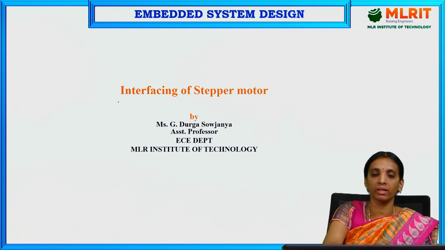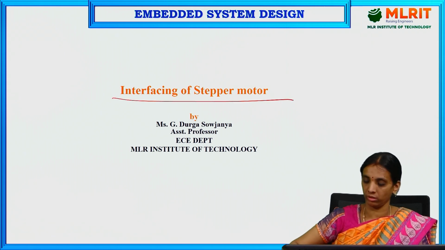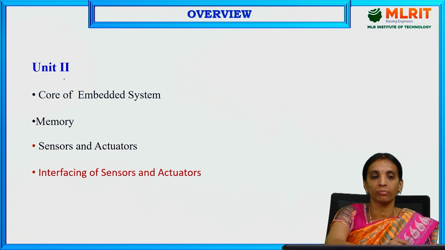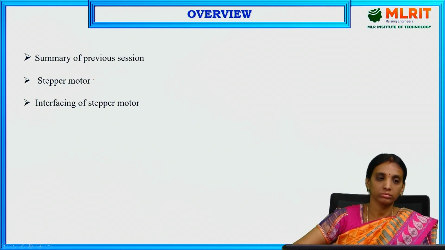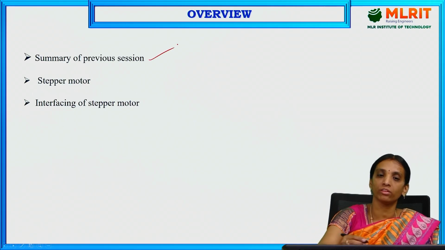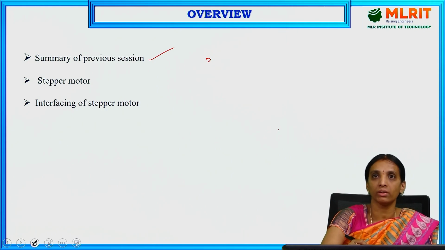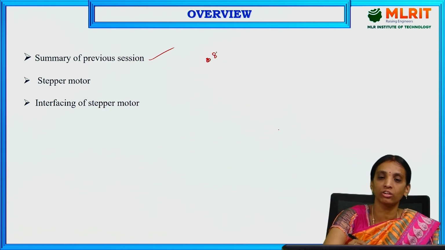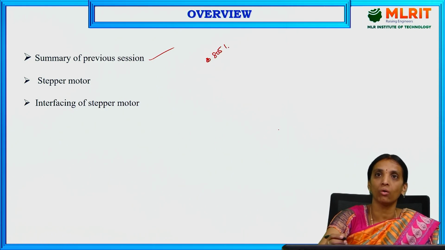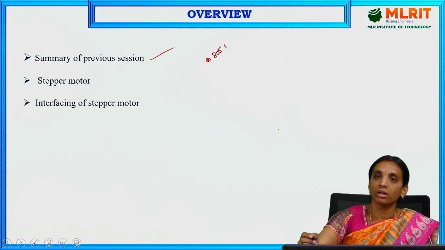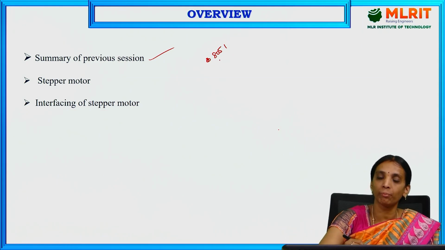Our today's topic is interfacing of stepper motor. So this comes under Unit 2. In the previous session, we have discussed what are the different types of devices used for interfacing with the 8051 microcontroller. So how can we control types of input and output devices using the embedded processor.